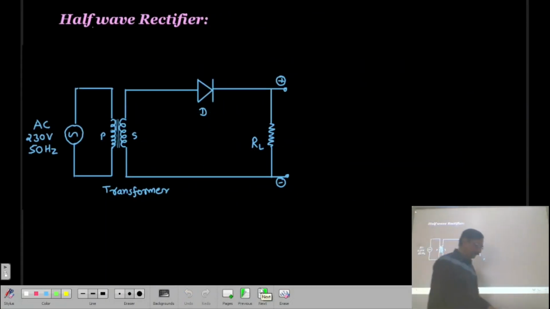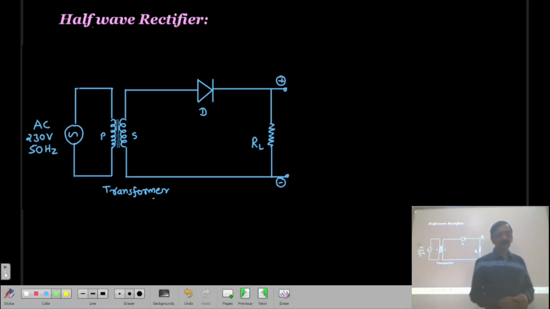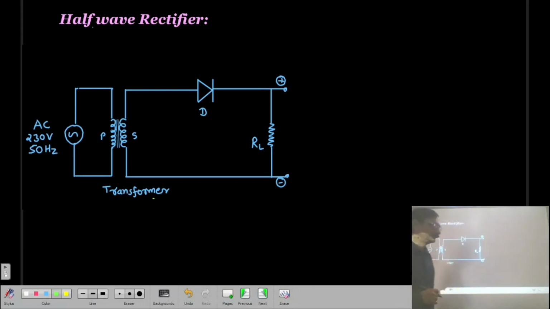So here we have a simple diagram for the half wave rectifier, and already you are familiar with this circuit diagram. If you look at the components of this half wave rectifier, first of all we have a transformer. What is a transformer? Already you know that whatever AC energy we provide in the primary, the same AC energy will be induced in the secondary. Now to the primary we apply our line voltage, that is 230 volt, and the frequency of this AC voltage is 50 Hz. That is known as the line frequency also.